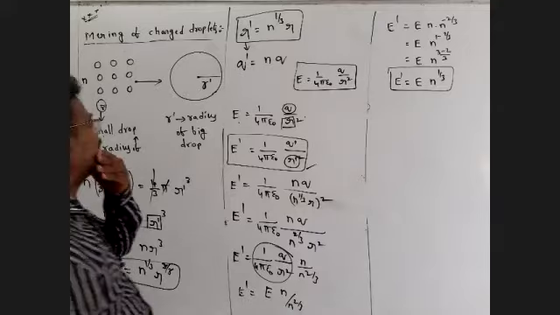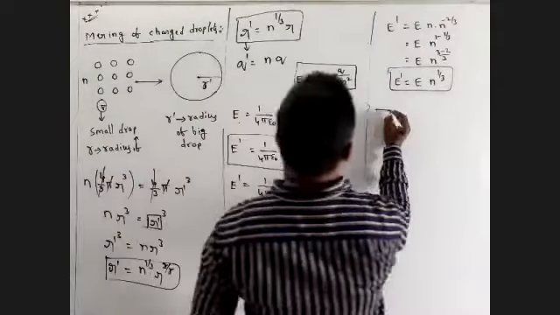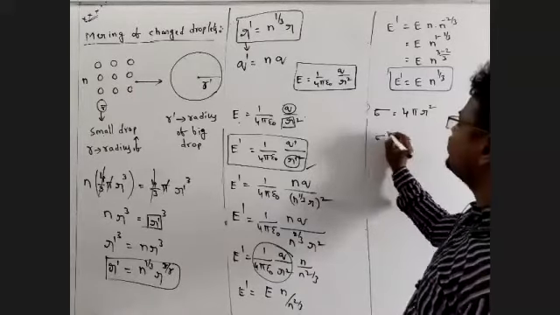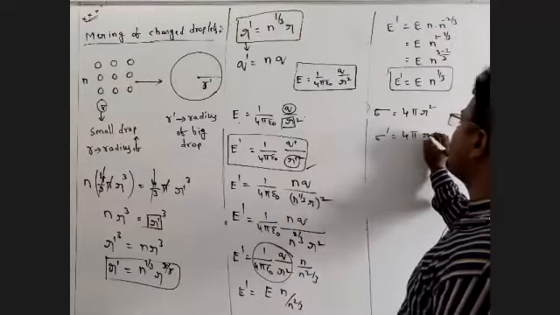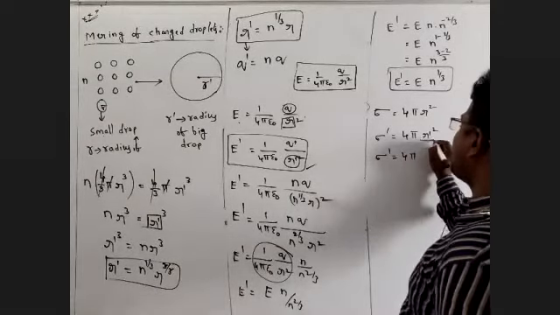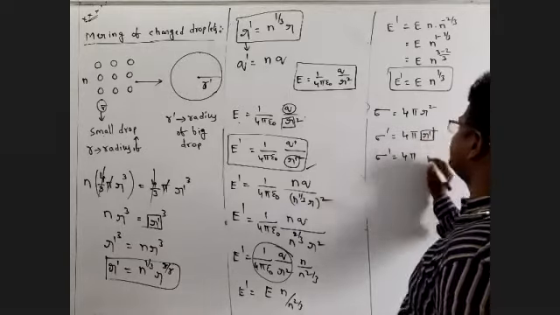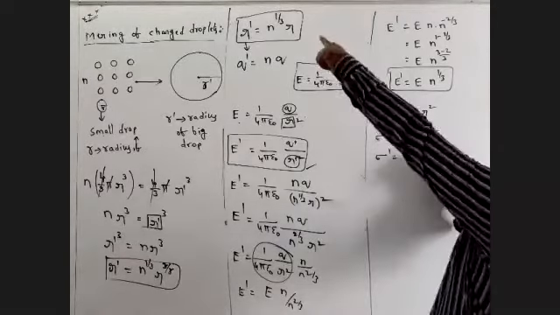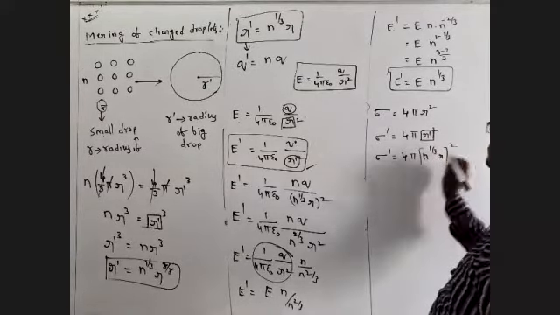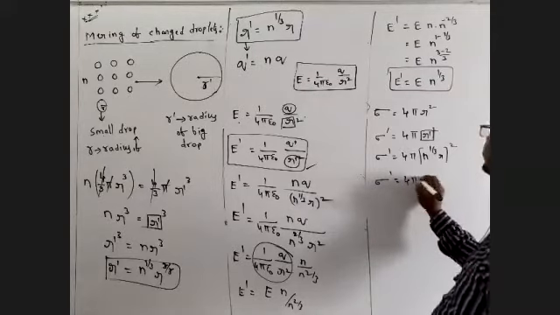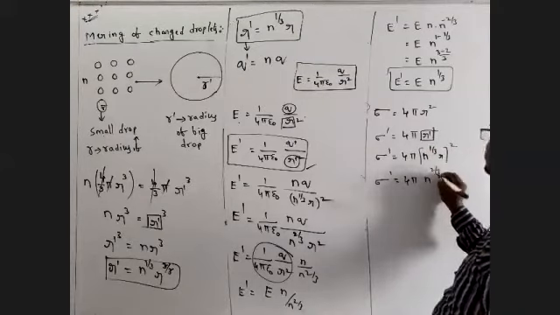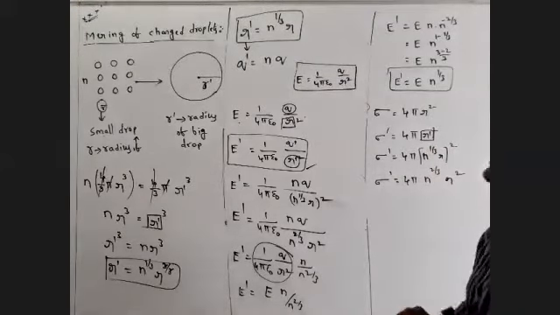Next, sigma. What is sigma for a small drop? Sigma is equal to 4 pi r square. Sigma dash means 4 pi r1 square. Sigma dash is equal to 4 pi r dash square. What is the r dash value? R dash is equal to N power of 1 by third, whole square. Sigma dash is equal to 4 pi, expanding N power of 1 by third whole square, that is N power of 2 by third, into R square.